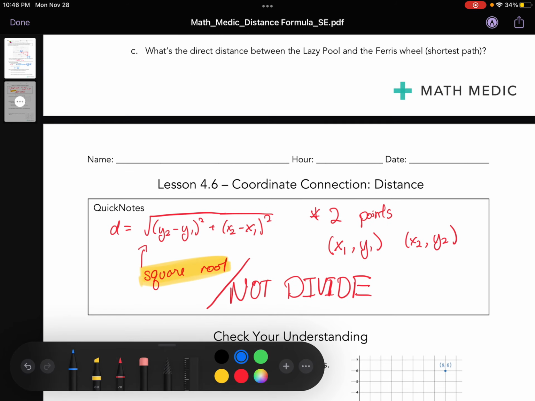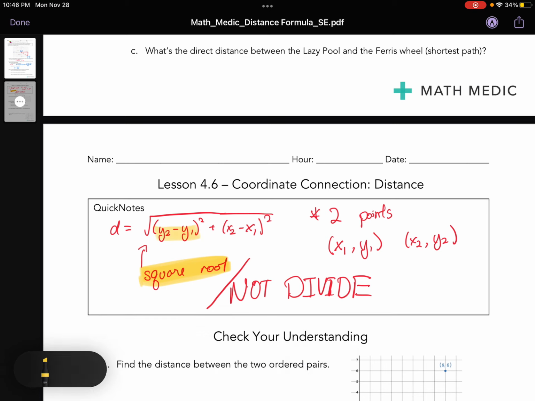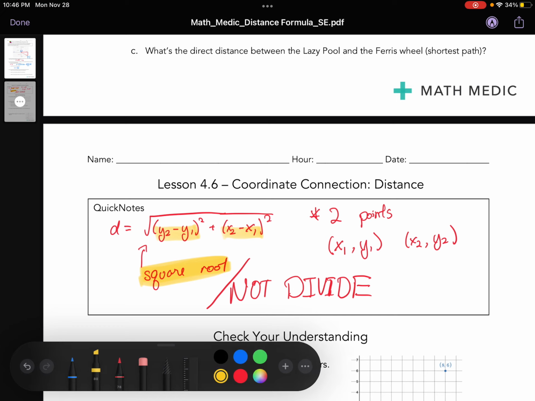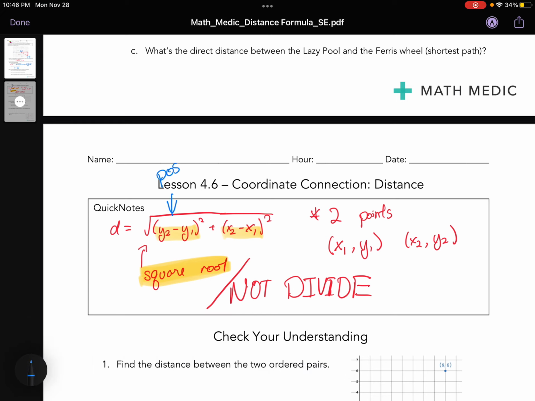So one more time, the important part is that when you square numbers, those numbers always become positive. So if you ever have a negative number within the square root, you messed something up in the calculator. Just take off the negative sign and put the positive, add them together, square root it.